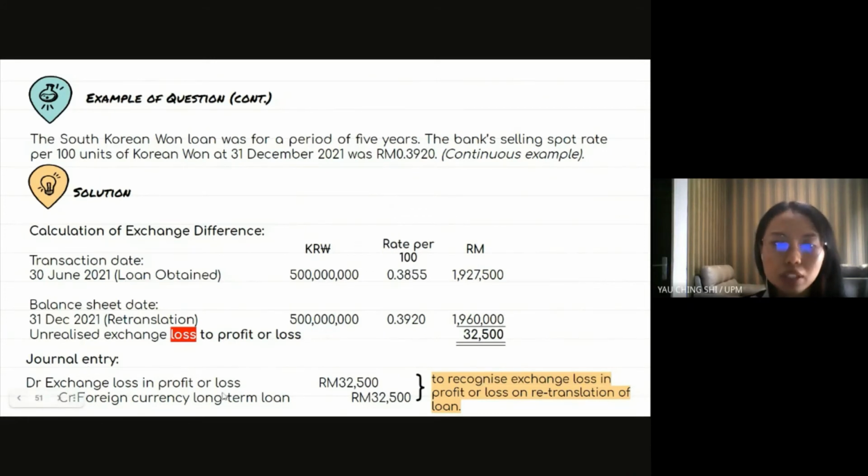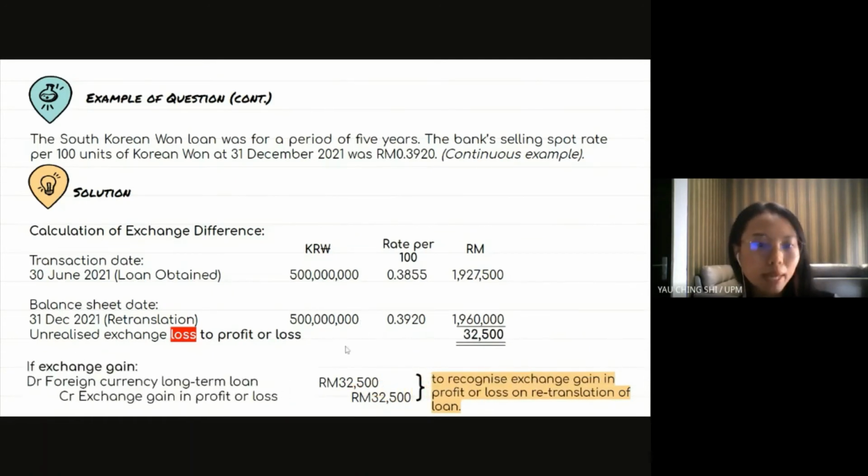As for the journal entry, the debit will be exchange loss in profit or loss, this number, the loss here, and then credit the foreign currency long-term loan. So this is to recognize the exchange loss. But if it is an exchange gain, we will be debiting the foreign currency long-term loan and crediting the exchange gain in profit or loss. We will record it like this if it is to recognize the exchange gain. Okay, that's all from me, and I will pass to the next presenter, which is Punitha.